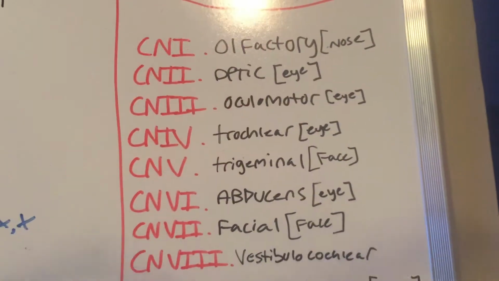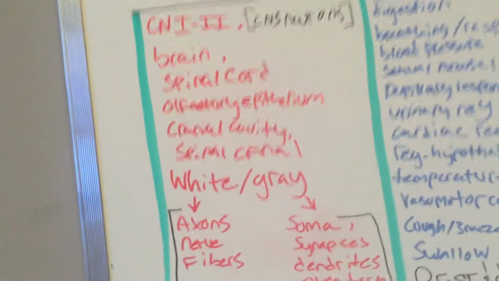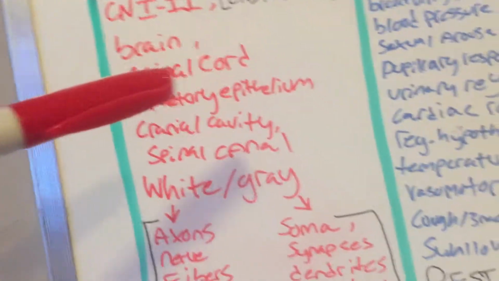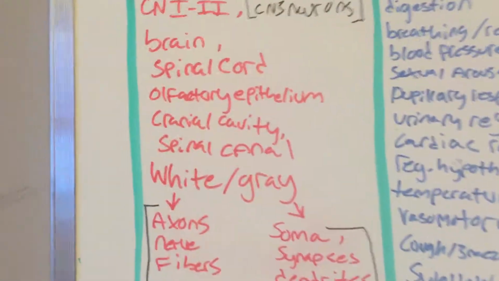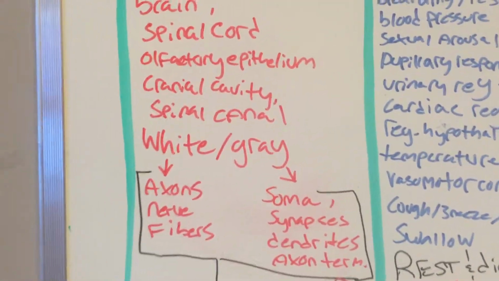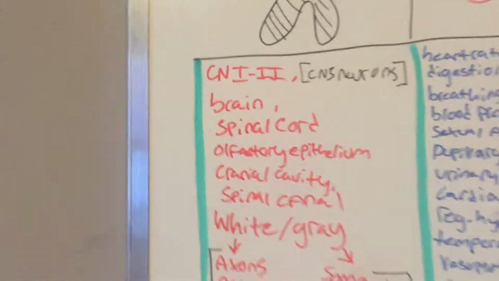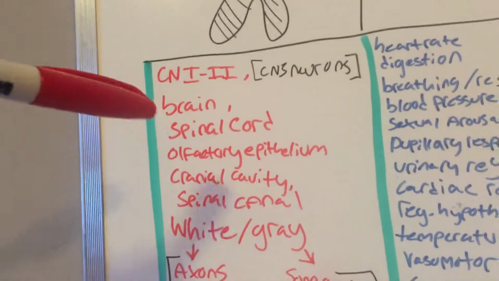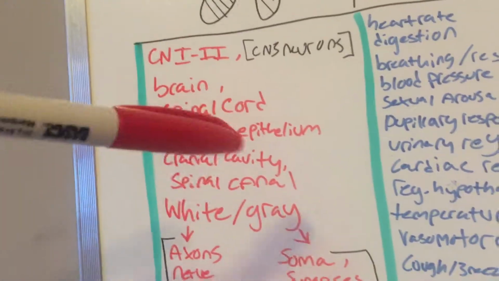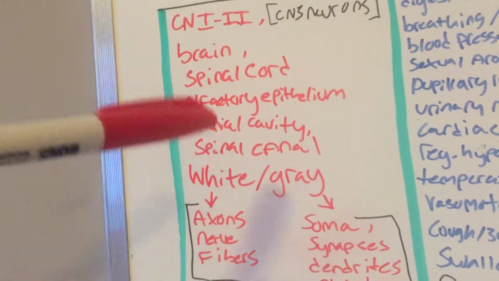And over here we have our cranial nerves, and cranial nerve 1, that's the olfactory nerve, which is involved in our sense of smell. Cranial nerve 2 is involved in our sense of sight, and that interfaces with the occipital lobe, which is the center of sight in the human brain. We also have here the olfactory epithelium, which interestingly enough is the only part of the central nervous system that directly interfaces with the environment. The brain is located in the cranial cavity, and the spinal cord is located in the spinal canal.